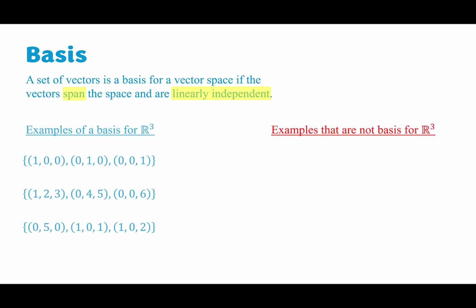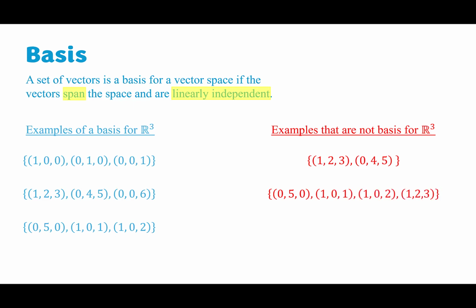So, examples that are not a basis for R3. Here's one example: a set of two vectors, 1, 2, 3 and 0, 4, 5. They are actually linearly independent, which we could prove, but they do not span R3. If you think about it, if you look at all linear combinations of those two vectors, you'd get a plane in 3D space. And the plane is not all of R3, so it does not span our space, R3.